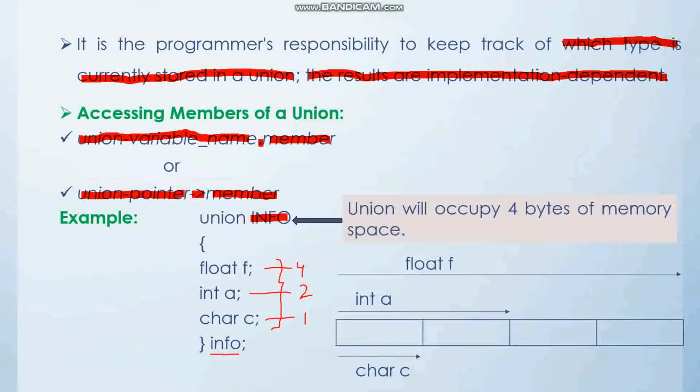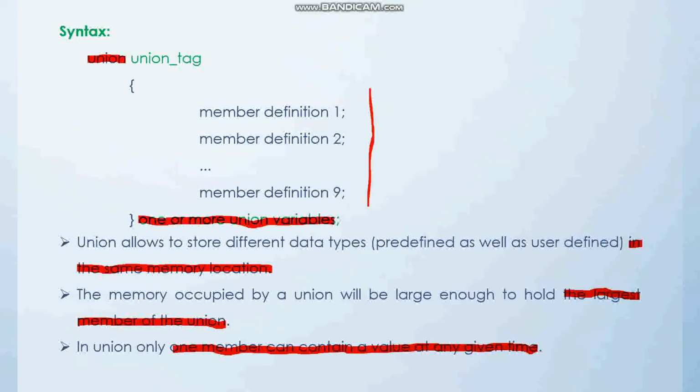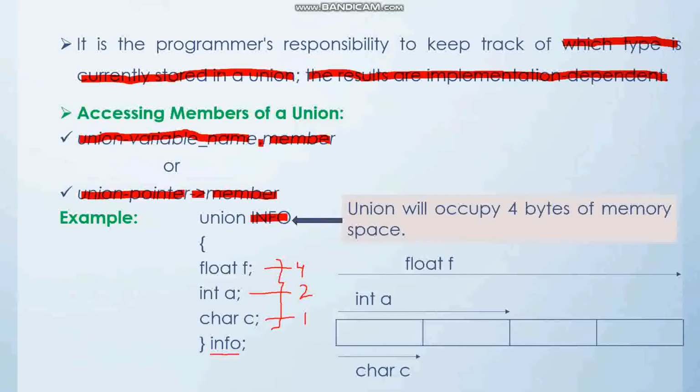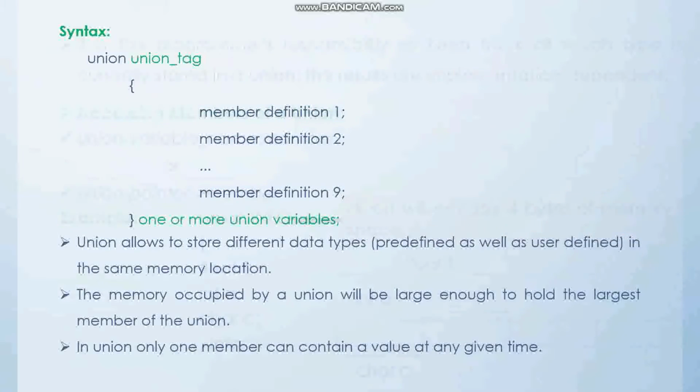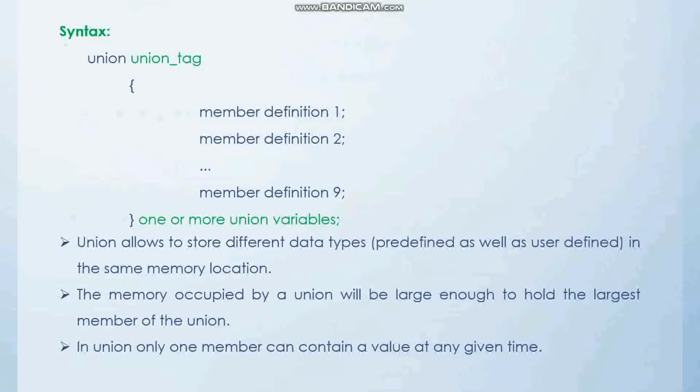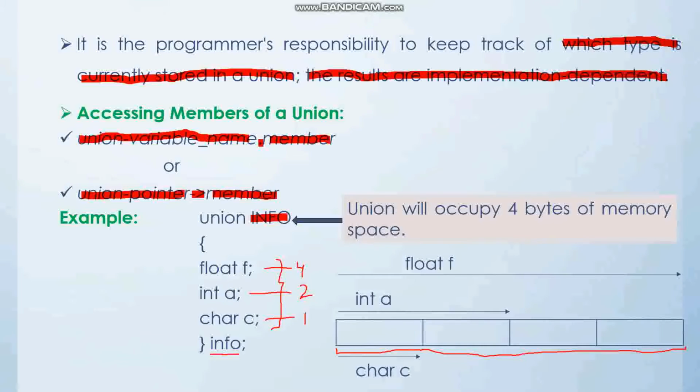So as per our previous points, in the same memory location, the system will allocate 4 bytes of memory to the union. It is the memory size which can accommodate the largest member, that is float. So 4 bytes of memory will be allocated, and as we said, we store different data types in the same memory location. It is shown in the diagram for better understanding.